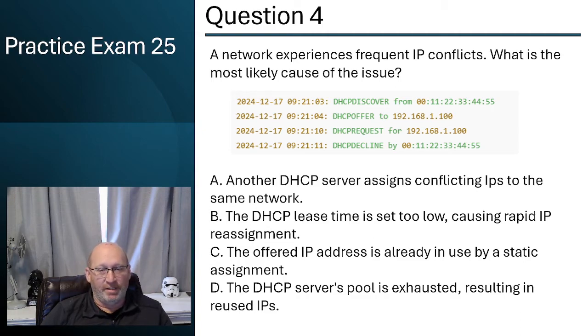C, the offered IP address is already in use by a static assignment. Is that a possibility? And then D, the DHCP server's pool is exhausted, resulting in reused IP addresses. And again, is that a probable thing? We really have to understand the logs as we're going through this. Because we have A, C, and D as possible answers, let's get rid of A. Another DHCP server assigns conflicting IPs to the same network. We're not seeing that. If we were, we'd see multiple DHCP offers, and we see multiple declines associated with that, and so we don't have multiple DHCP servers assigned.